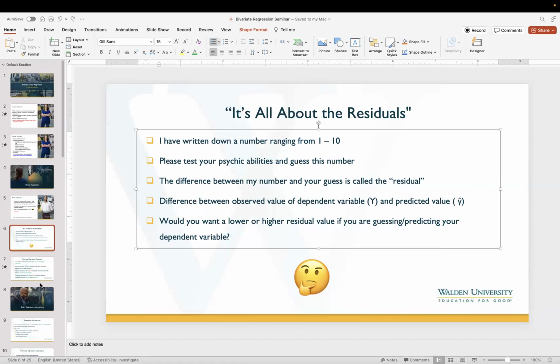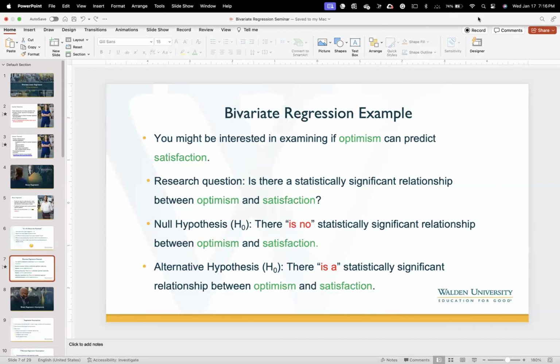Now, let's take an example. You're interested in examining if optimism can predict satisfaction. Remember, optimism being the predictor variable, satisfaction being that dependent variable. That would be the problem variable or the topic of your research. So a research question could simply be, and this was the exact same research question that we had last night: Is there a statistically significant relationship between optimism and satisfaction? With the null being that there is no relationship, and the alternative that there is a relationship.